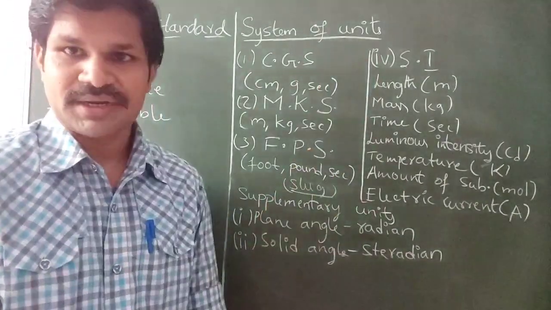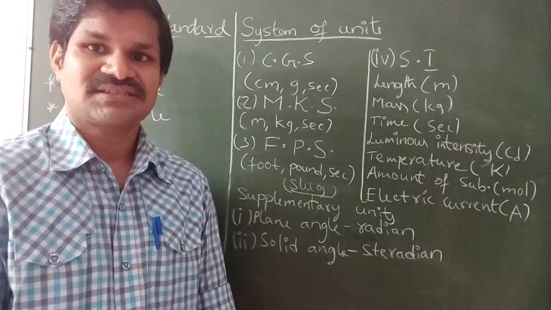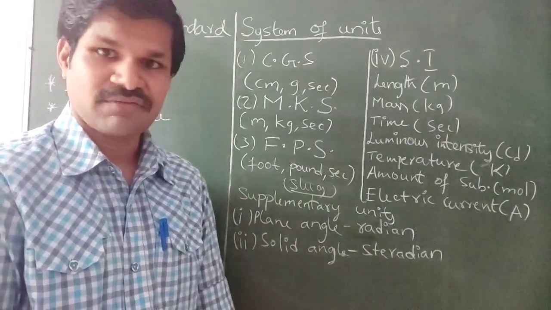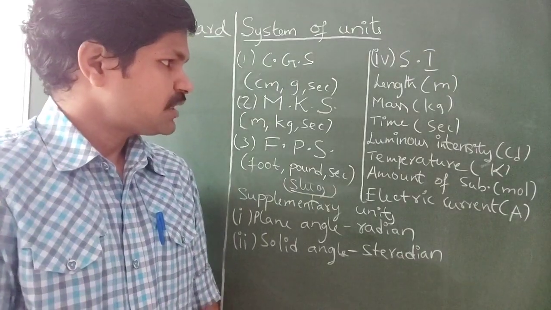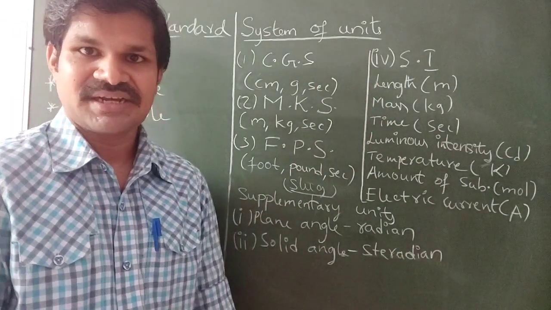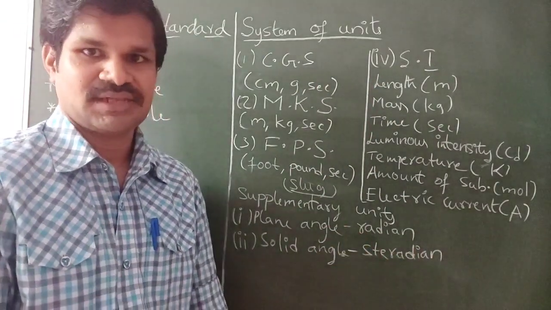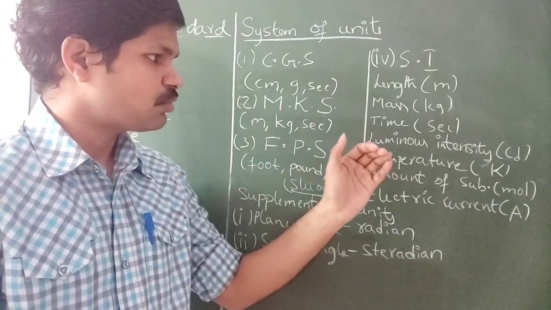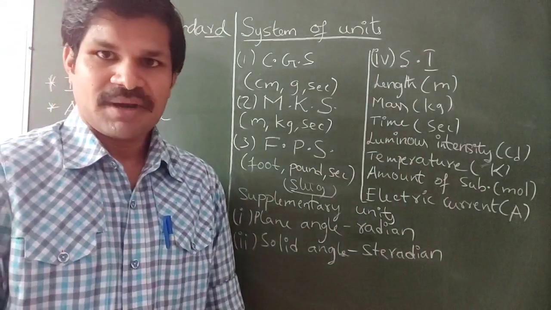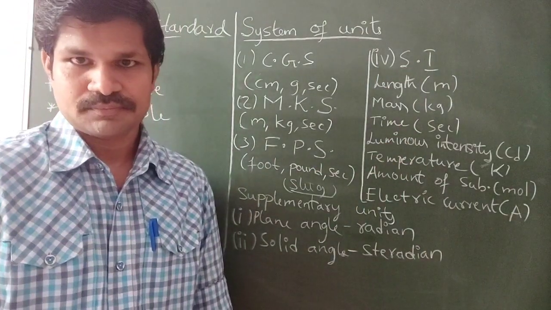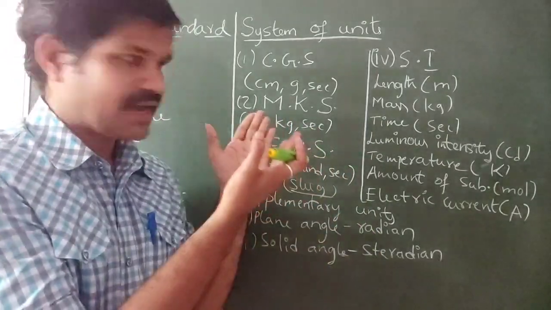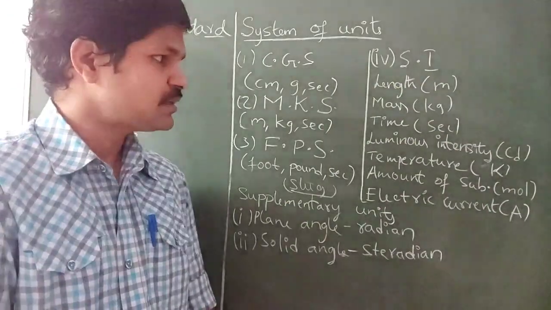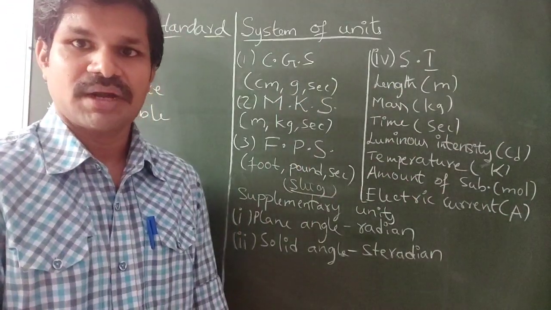And the fourth and important system is the International System of Units, SI, derived from the French Système International. Here in the SI system, they have taken all the references from the previous systems and have found 7 fundamental physical quantities. Previously there were only 3, right? Length, mass and time only. But after that, in the SI system, they have taken 7 fundamental physical quantities.